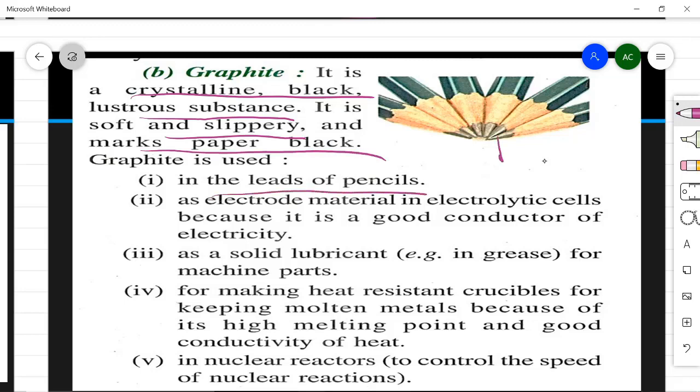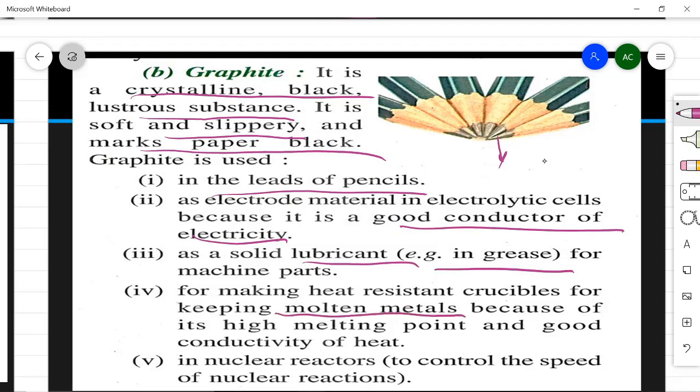ये जो pencil की lead है, ये graphite है, carbon का एक form. In electrode material, in electrolytic cell, it is a good conductor of electricity. Non-metal होते हुए भी good conductor of electricity. Exception में याद किया था हमने graphite. As a solid lubricant, क्योंकि जब जो grease होती है वो graphite की बनी होती है, तो वहाँ पे use होती है ये. For making heat resistant crucibles for keeping molten metals.